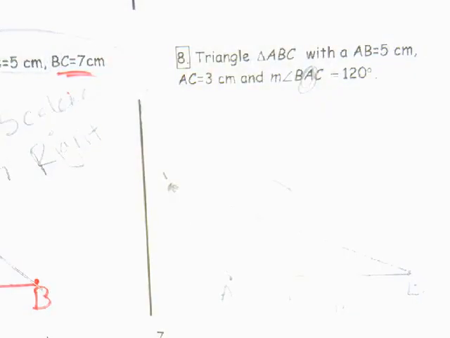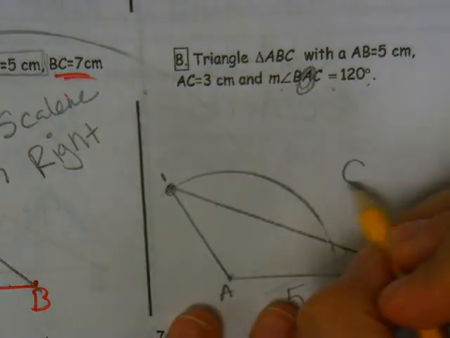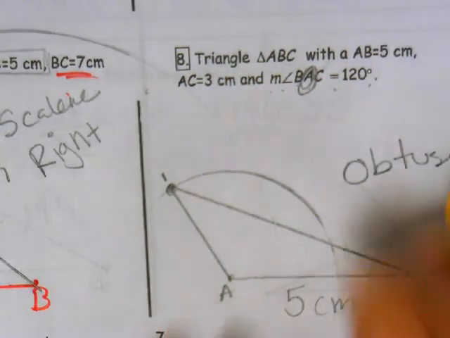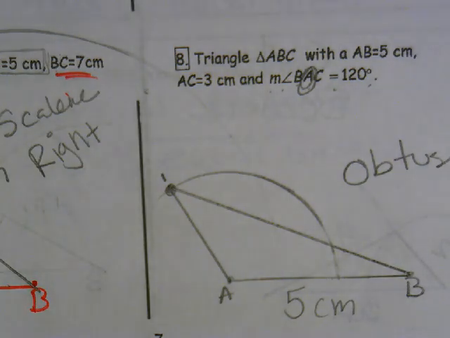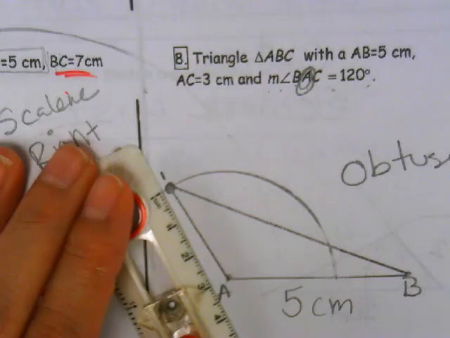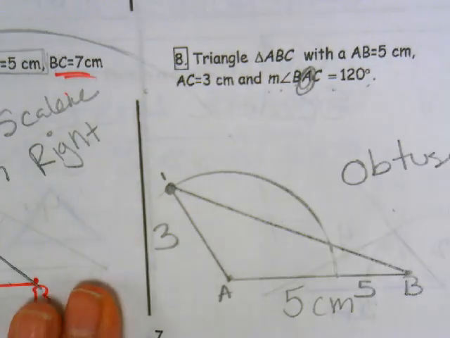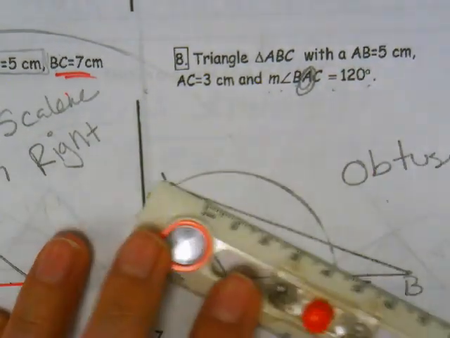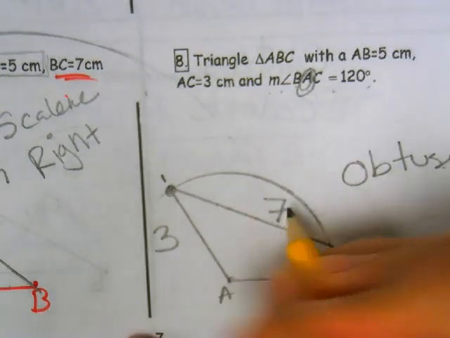All right, what do we call it? What's the easiest name? Obtuse, right? Because you have that 120, so you know it's 100% obtuse because of that angle. Now I have to measure and see if it's scalene or isosceles. Definitely not equilateral. This is 3. This is 5, because those are the given numbers. 7. So scalene.